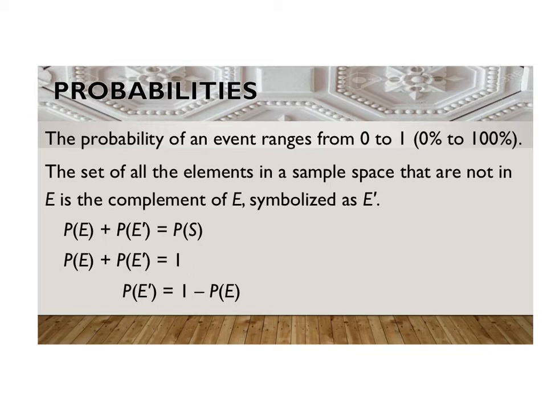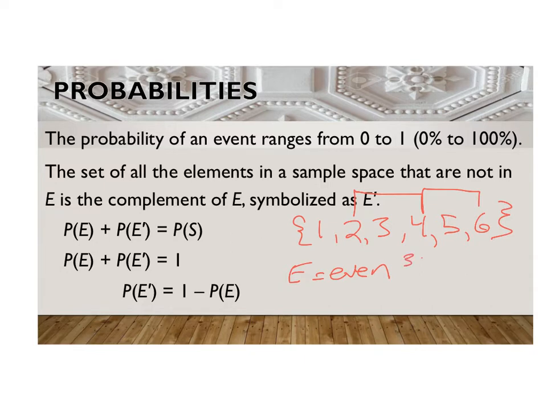All right, the set of all elements in a sample space that are not in E is the complement of E. So the best way to understand that is if I have a sample space like rolling the die, 1, 2, 3, 4, 5, and 6, and E is getting an even number, okay, that's going to be 3 possibilities out of 6. So 1/2.